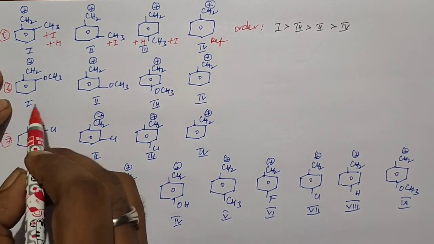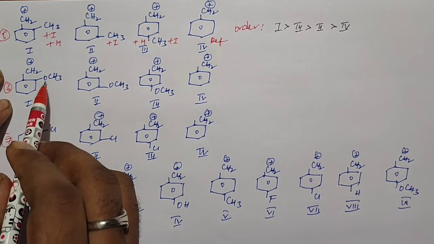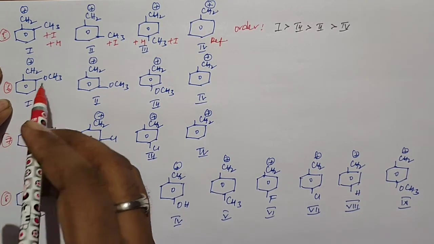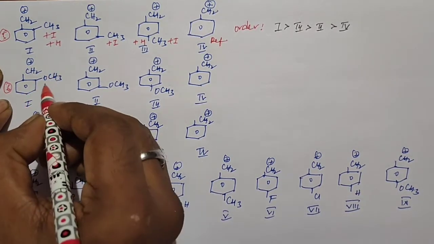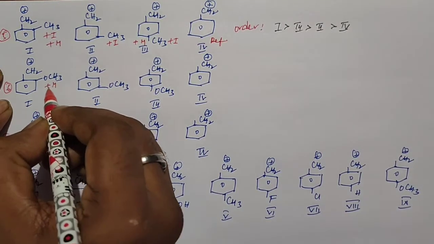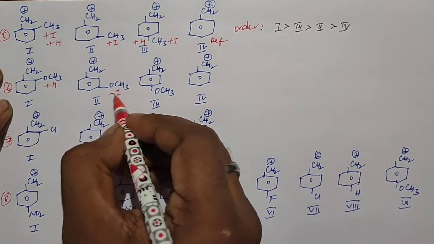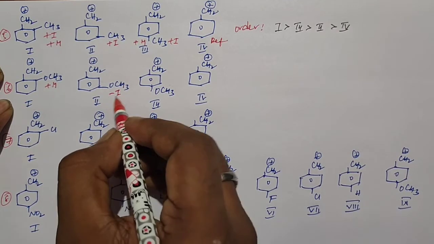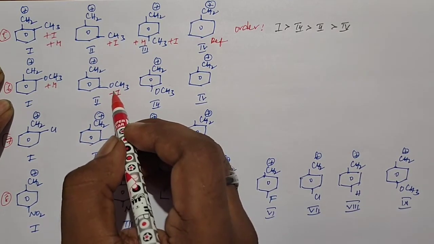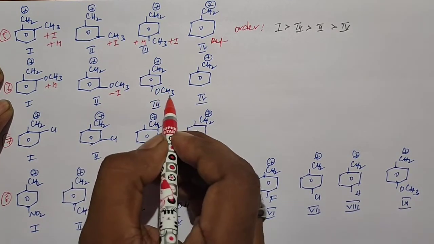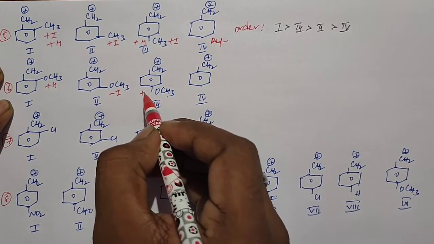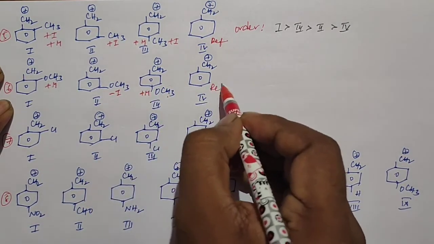Okay, this is the next example. Here we take the methoxy group in the presence of a methyl group. Here the methoxy group shows a plus M effect. In the second structure it shows the minus I effect. Why? Because at the meta position the mesomeric effect cannot operate. At the ortho and para positions it can show the plus M effect, and it is the reference structure.